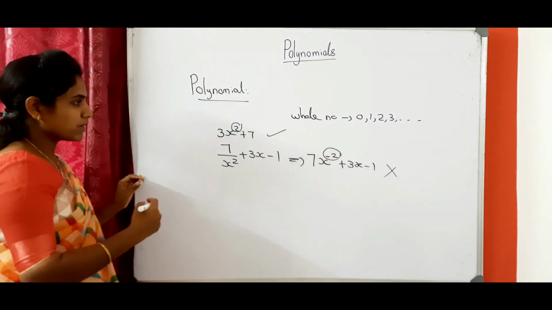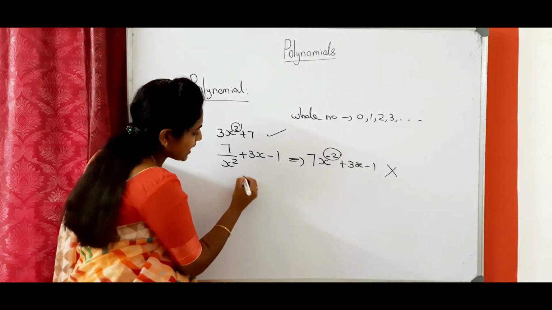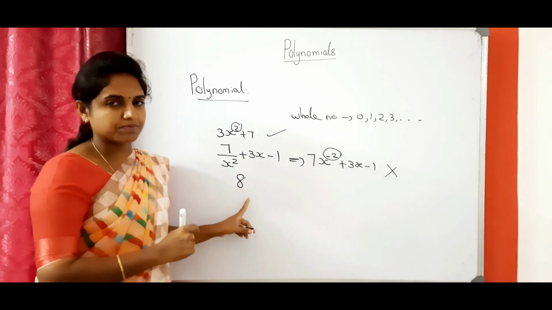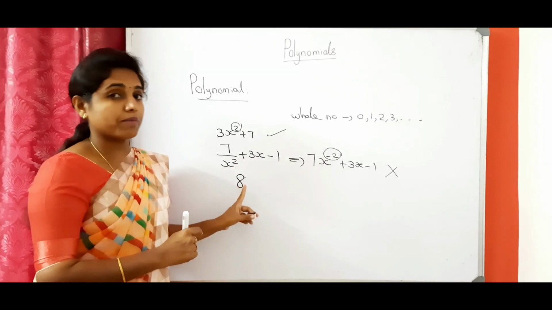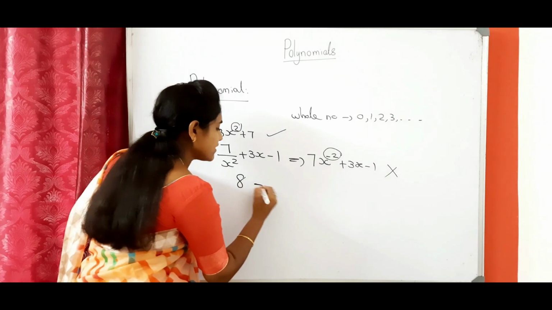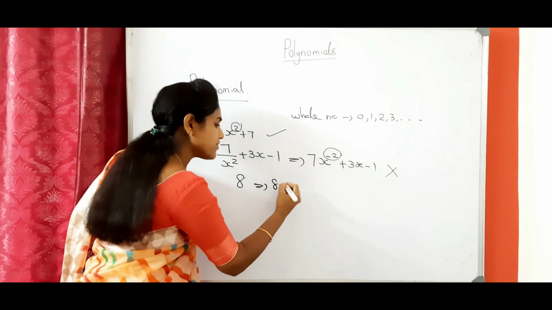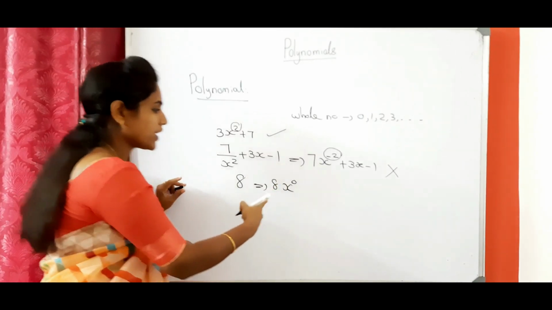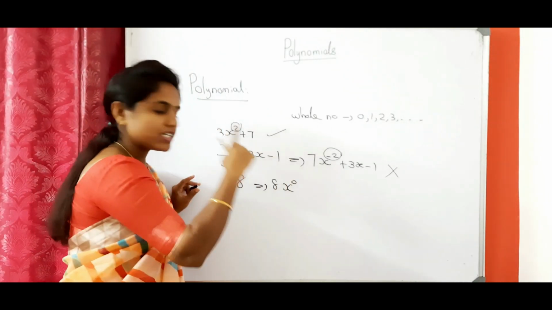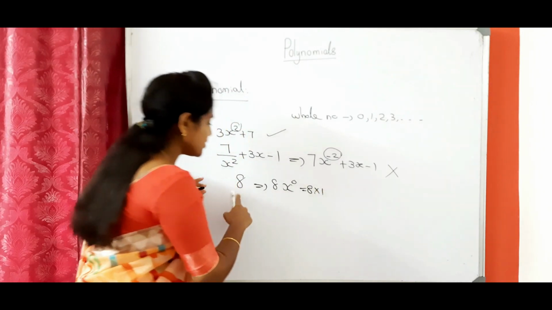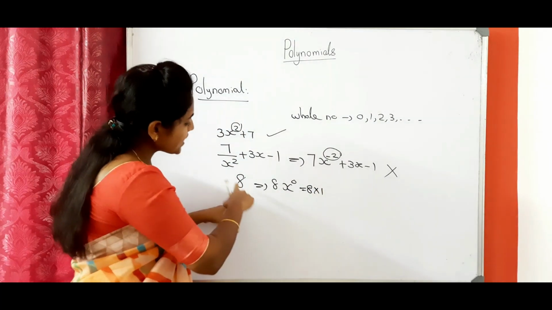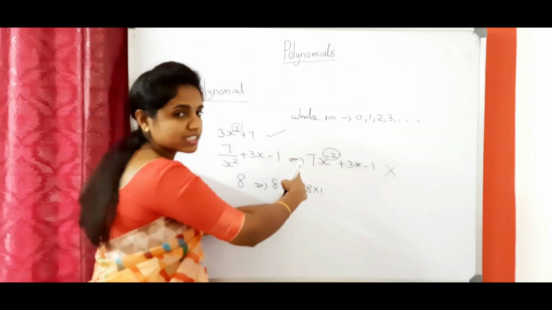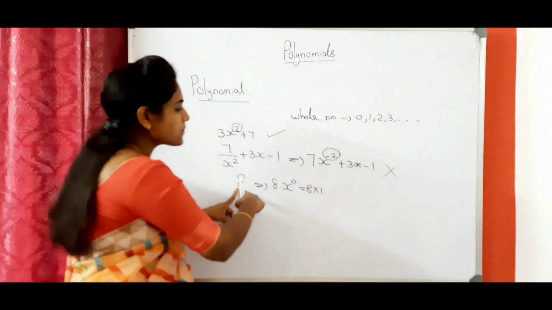And I used to give one more example. See, only 8. Is 8 a polynomial or not a polynomial? It is a polynomial. Why? See, 8 we can write as 8 into any variable power 0, whether y power 0 or x power 0. Any number power 0 is 1. So, 8 into 1 is 8 only. Any number we can write in the form of a variable power 0. So, 8 is a polynomial.